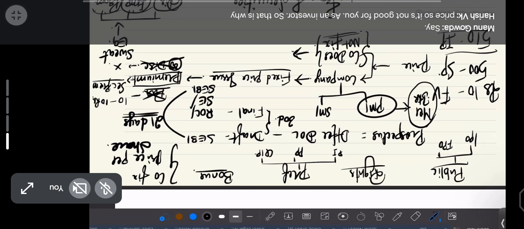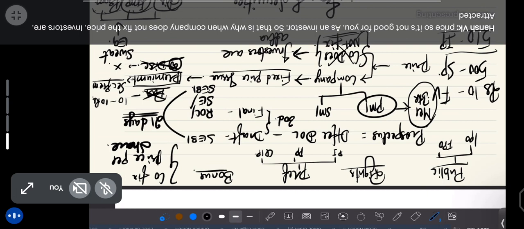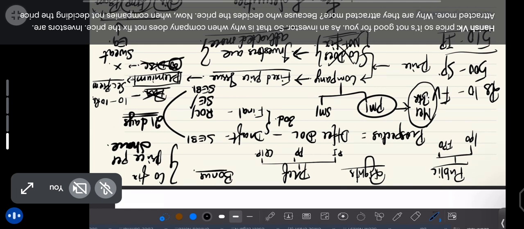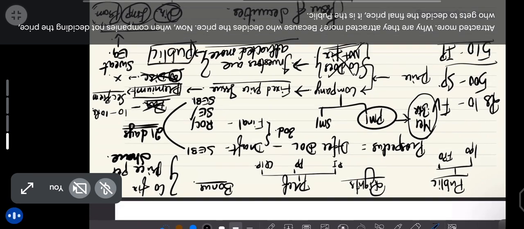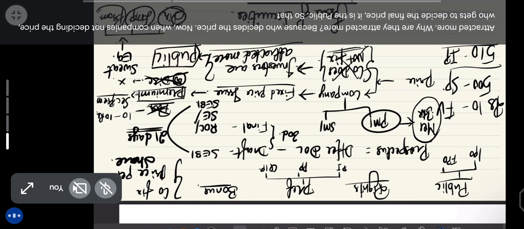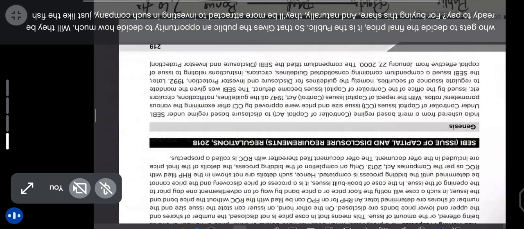So that is why when the company does not fix the price, investors are attracted more. Why are they attracted more? Because who decides the price now? When the company is not deciding the price, who gets to decide the final price? It is the public. So that gives the public an opportunity to decide how much they will be ready to pay for buying this share. And naturally, they'll be more attracted to investing in such a company, just like the fish that I mentioned.